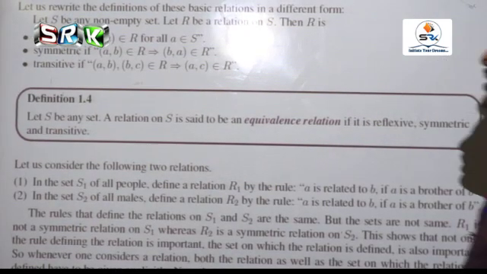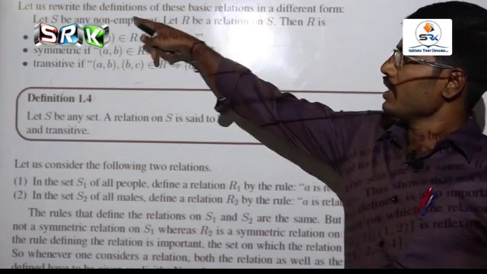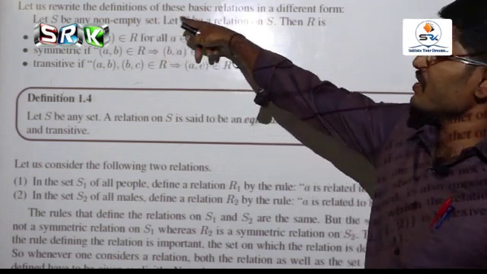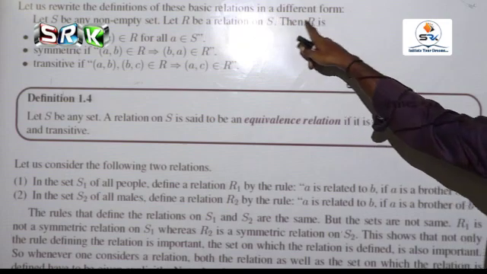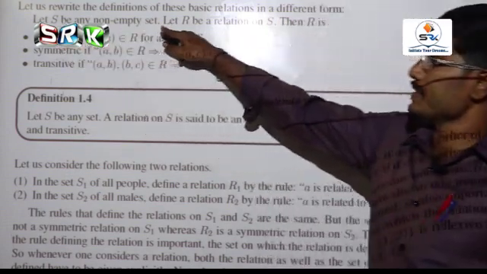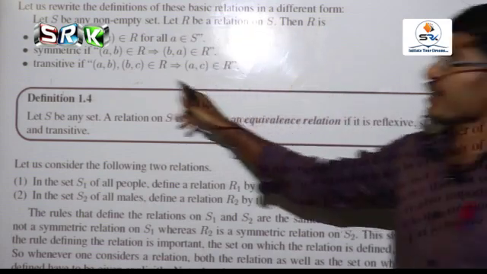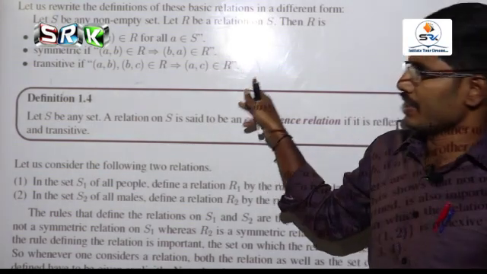Let us consider the three basic relations. Let us rewrite the definitions of these basic relations in a different form. Let S be a non-empty set and R a relation on S. These are the three types of relations that will be taken here.